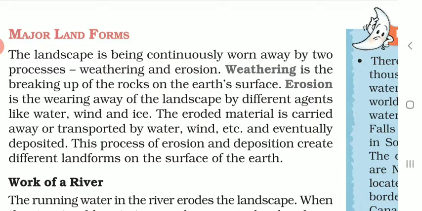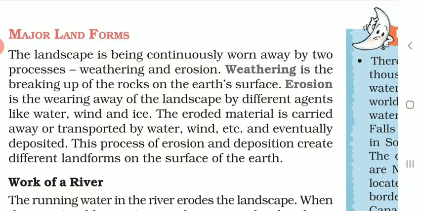Weathering is the breaking up of the rock on the earth's surface. Erosion is the wearing away of the landscape by different agents like water, wind, and ice. The eroded material is carried away or transported by water, wind, etc., and eventually deposited. This process of erosion and deposition creates different landforms on the surface of the earth. So here it is said that there are two things which are forming the different kinds of landforms onto the surface of the earth. These are weathering and erosion.